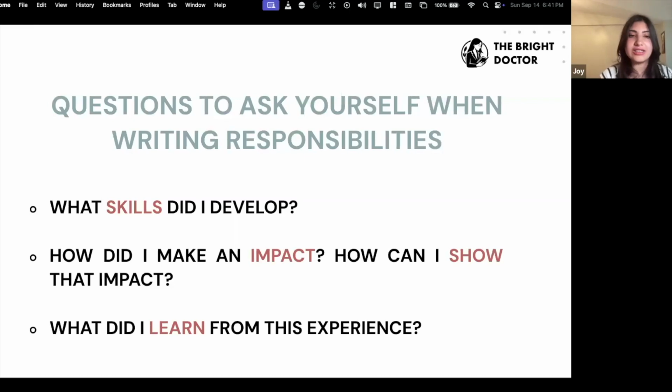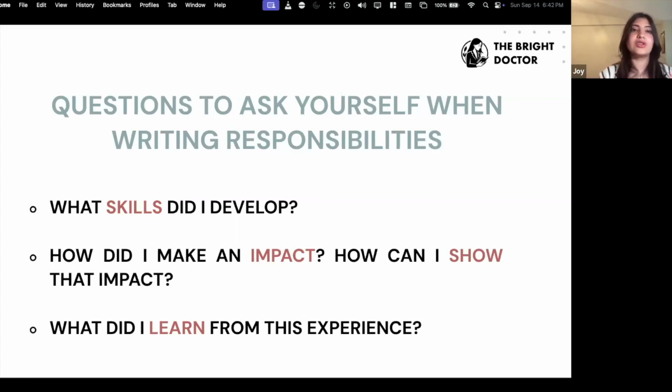The second question is, and this is very important, this is what I focused on as well, how did you make an impact and how can you show that impact? There are a few key ways to show impact, and you have to remember that the reviewers of the application are reading thousands and thousands of applications, as you guys know. So you want the impact to stand out and you want it to be digestible, meaning you want the reviewer to be able to easily and quickly understand what impact you had.